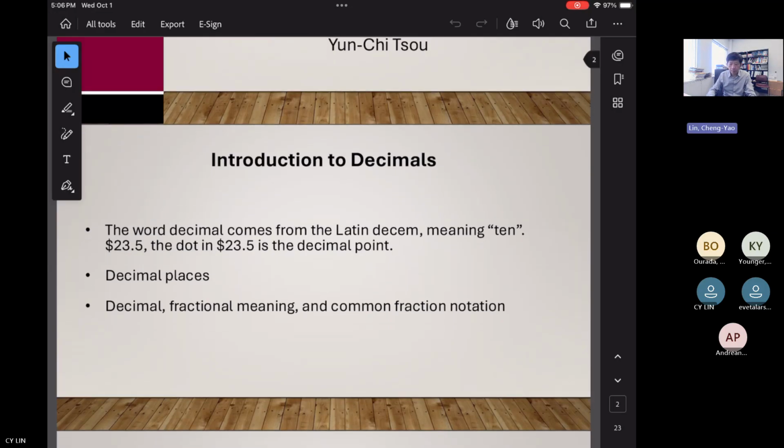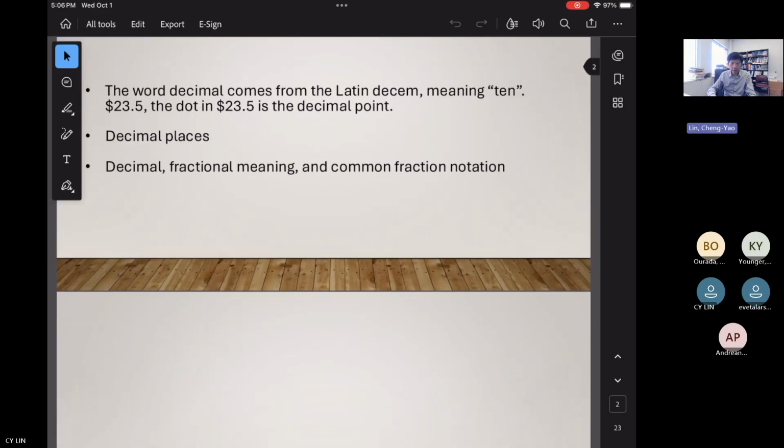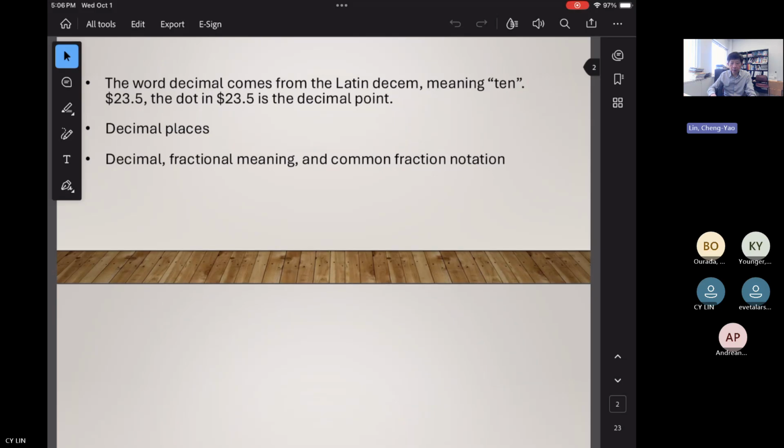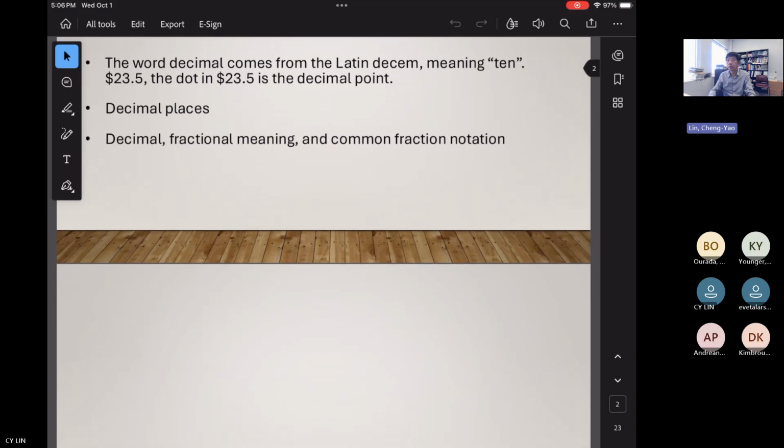And the word decimal comes from the Latin decim, meaning 10. And if we have 23.5, the dot in 23.5 is a decimal point. And next, we're going to talk about the decimal places.